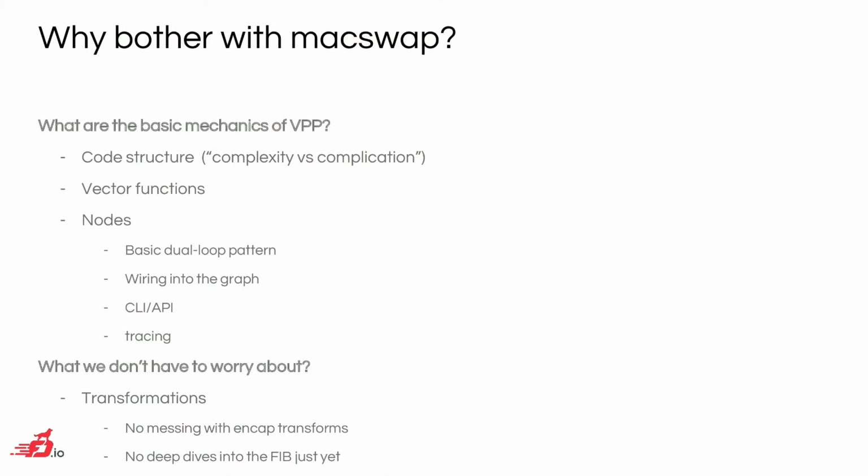So why bother with this? Well, we want to talk about the code structure, and we'll be getting into that in the next slide. Talking about complexity versus complication: a bunch of very simple, well thought out things that you can compose up into bigger and better functionality. We'll be going through the vector functions, and so they're the things that we care about in the graph node and the things that we want to understand. In the node, we want to focus on the dual loop algorithm. We want to focus around how to wire it into the graph. We'll be going through that diagram I linked on the wiki, as well as some of the debugging key breakpoints and showing how things actually get wired into the graph.